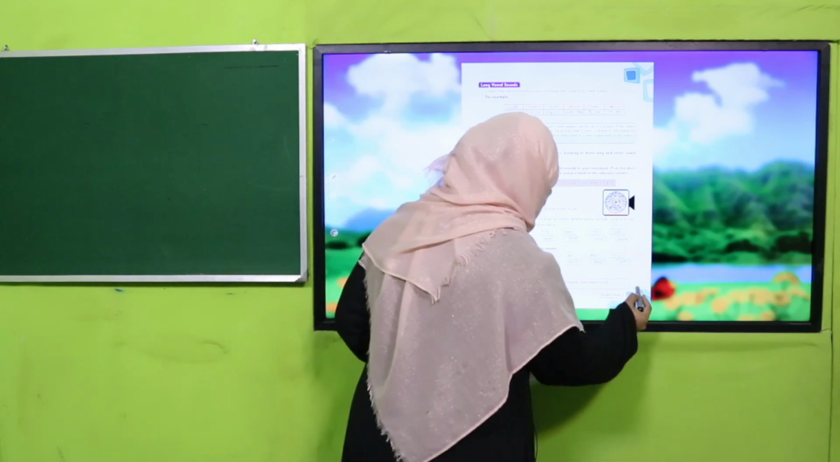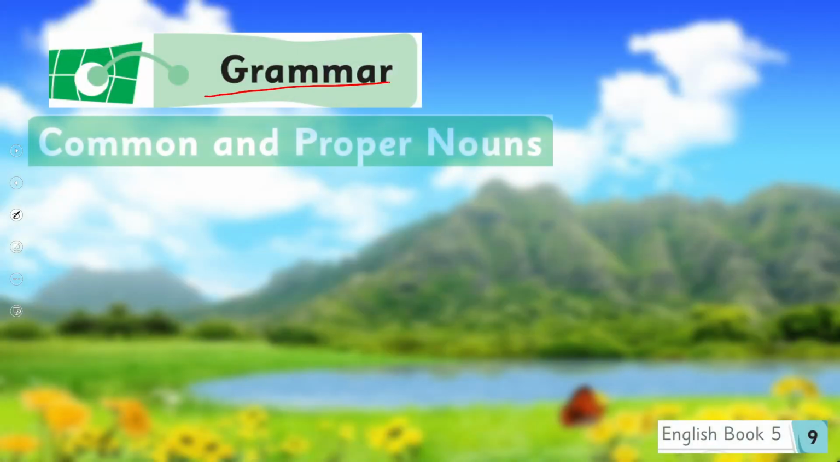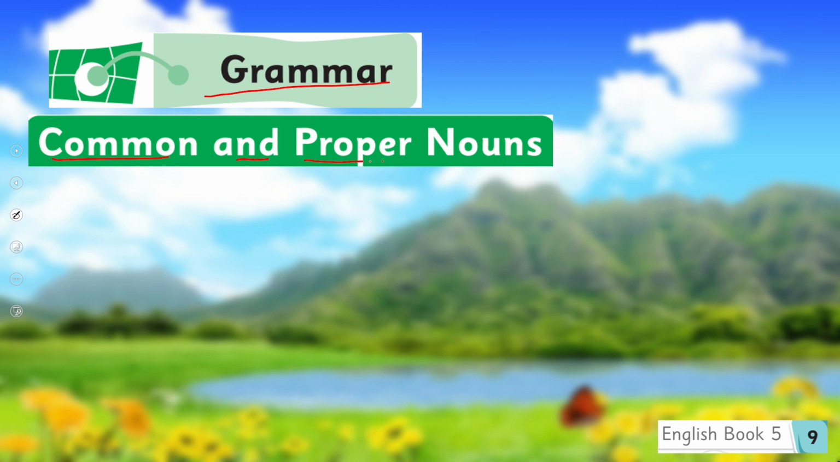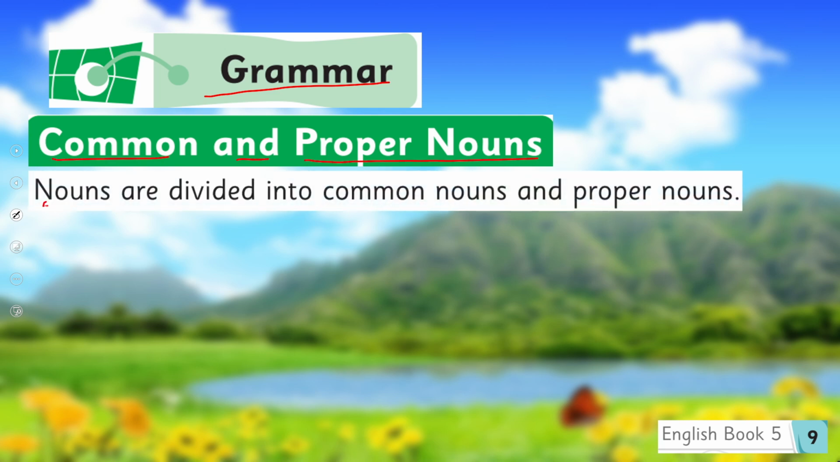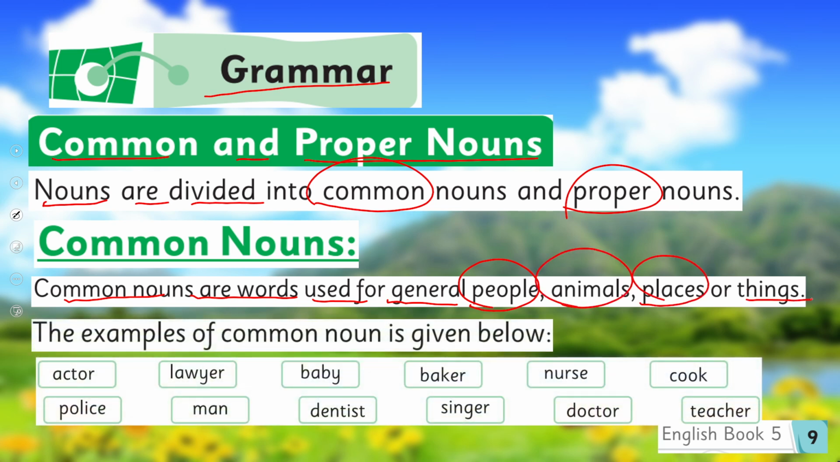Open your book on page number 9 under the title of grammar. It's mentioned here, common and proper nouns. Nouns are divided into common and proper nouns. Common nouns are words used for general people, animals, places, or things. The examples are actor, lawyer, baby, baker, nurse, cook, policeman, dentist, singer, doctor, teacher.